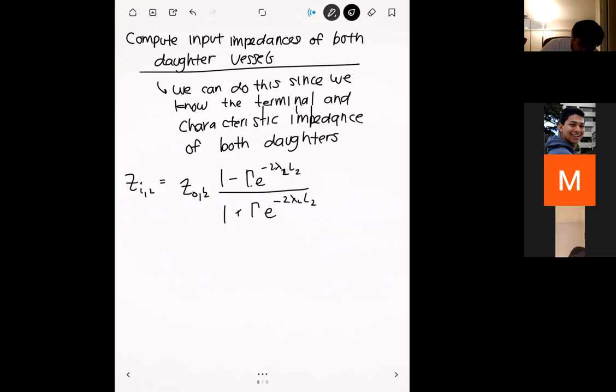Oh, sorry, this is a gamma 2, right? Where gamma 2, remember, is the reflection coefficient of that daughter vessel. And so gamma 2 is going to be Z02 minus ZT2, divided by Z02 plus ZT2. You can see why we need both the characteristic and the terminal impedance, because otherwise we wouldn't be able to compute gamma.